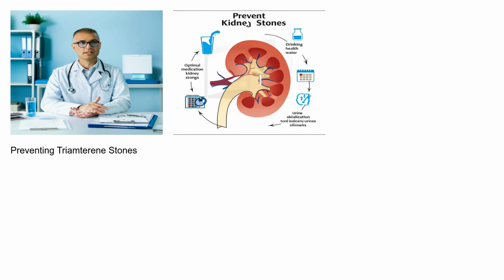Preventing Triamterene stones primarily involves addressing the underlying risk factors. Adequate hydration is crucial, aiming for a urine output of at least 2 liters per day. If Triamterene is necessary, using the lowest effective dose may help. In some cases, medications to alkalinize the urine may be considered, as Triamterene is less soluble in alkaline conditions. Regular monitoring of urine pH and stone formation is also recommended for individuals at high risk.